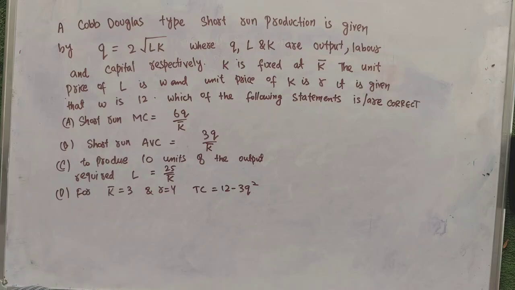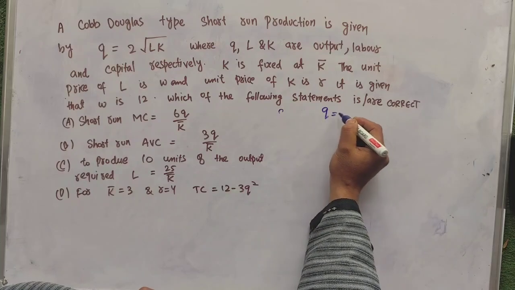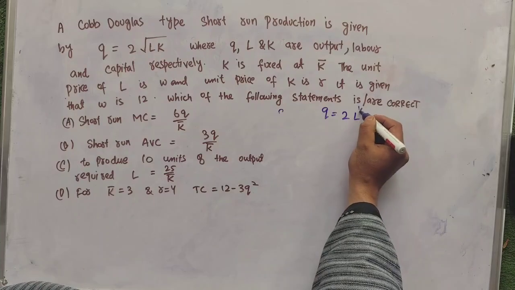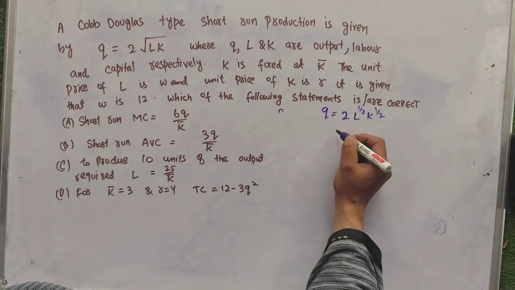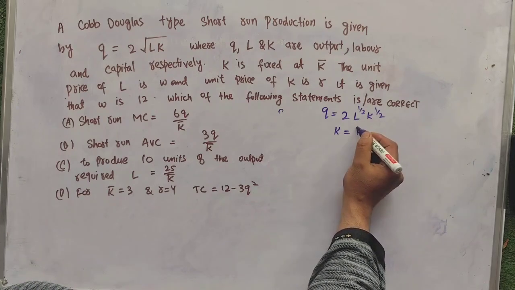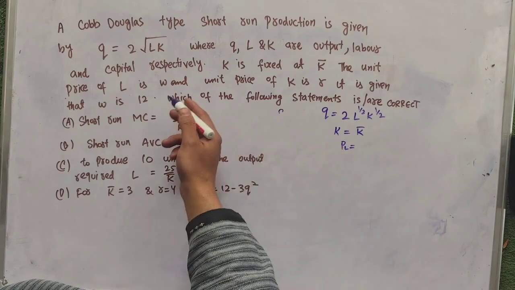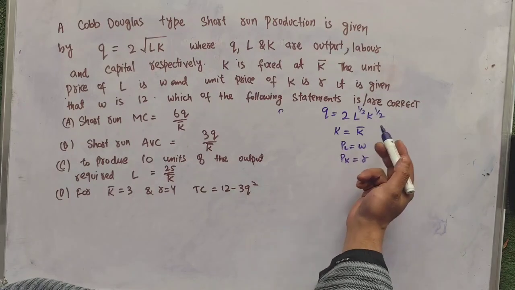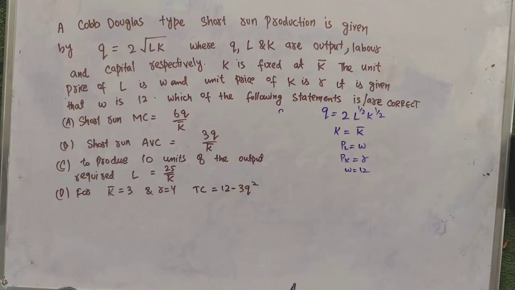So we have the short-run Cobb-Douglas production function, that is our Q = 2 under root LK. In place of that, can I write L raised to power 1/2, K raised to power 1/2? Simple thing. We are being told that K is fixed at K bar. Price of L is given as W. Price of capital is R. And we are also told that the value of W is 12. We need to find which of the following options is or are correct.